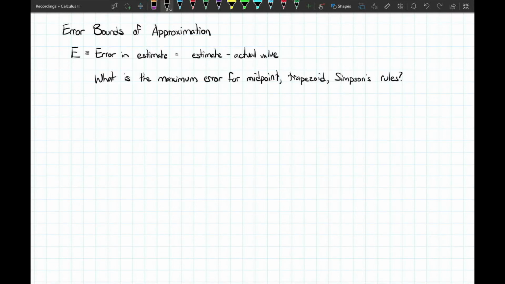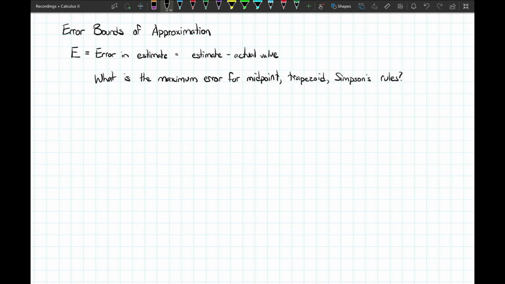When we're talking about error, we're really thinking about the difference between our estimate and the actual value of the integral. That means the error could be positive or negative. If the estimate is a little less than the actual value, that is a negative error. If our estimate is above the actual value, that's a positive error. What we want to look at here is the maximum amount of error, positive or negative.